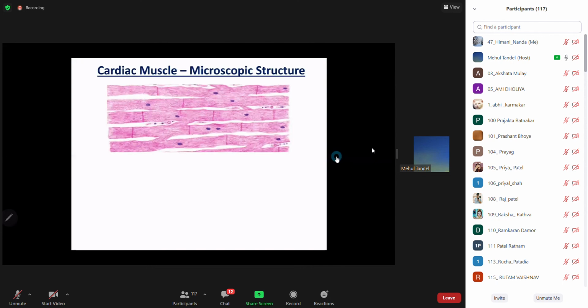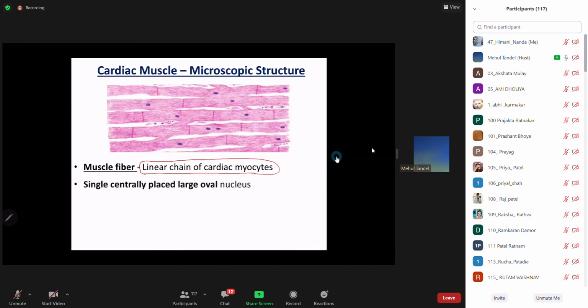Then cardiac muscle, features of cardiac muscle. One muscle fiber is formed by a linear chain of cardiac myocytes. In skeletal muscle, one fiber is one muscle cell or one myocyte. Here, one muscle fiber is formed by a linear chain of cardiac myocytes. It contains a single centrally placed large oval nucleus. Fibers branch and anastomose with each other to form a network.